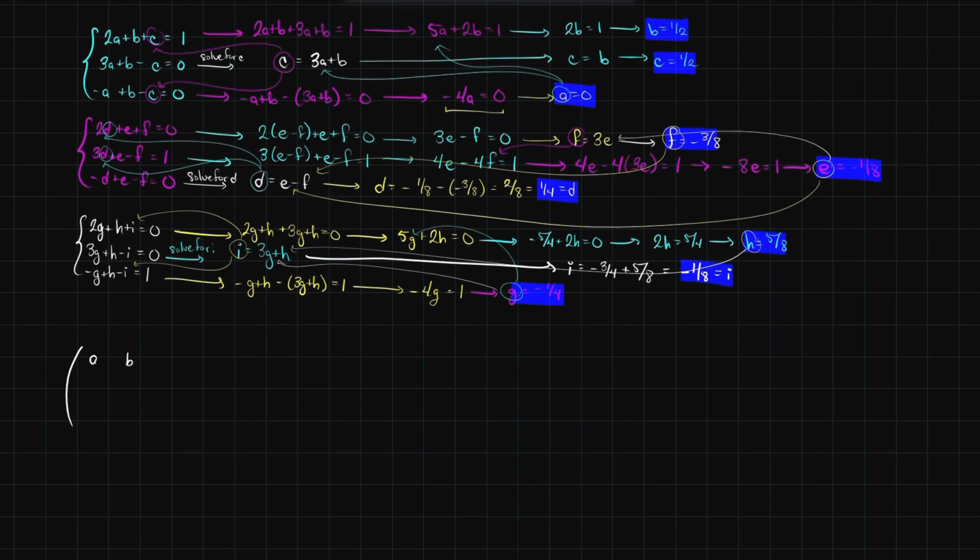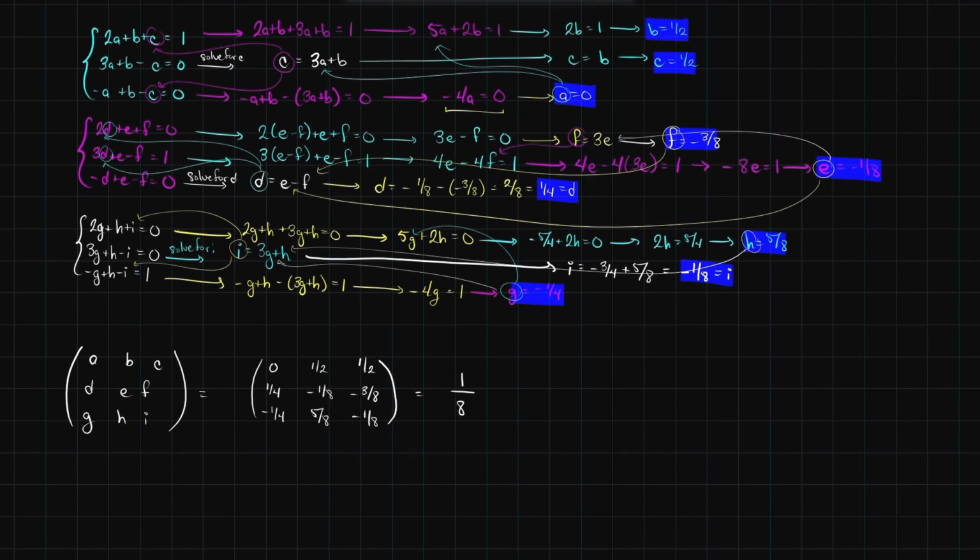So my matrix, you'll recall, was ABC, DEF, GHI, and I'm just going to plug the numbers in. So A is 0, B is 1/2, C is 1/2, D is 1/4, E is negative 1/8, F is negative 3/8, G is negative 1/4, H is 5/8, and I is negative 1/8. You can see that there's really a 1/8 hiding in everything.